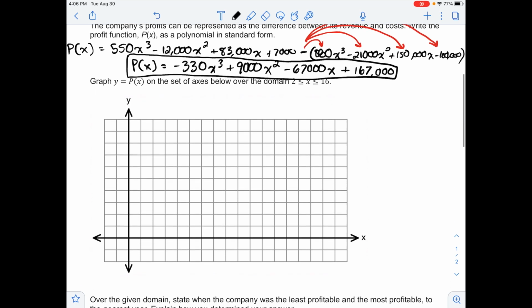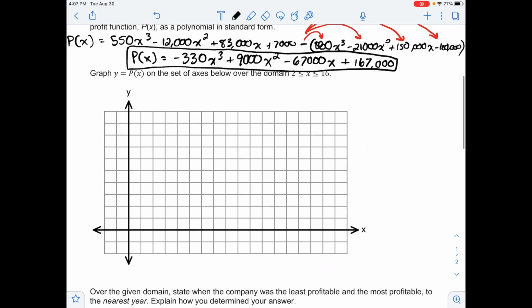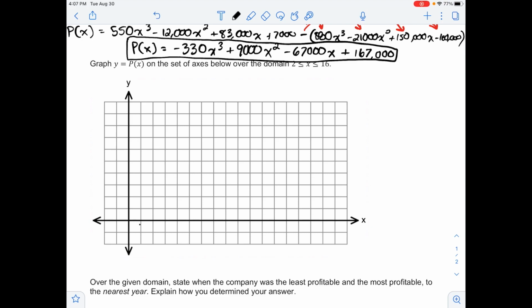The second part of this says to graph on the set of axes below over the domain 2 to 16. So we're only graphing from 2 to 16, no more, no less. The x-axis is going to be easy. It looks like we're just going to go 1 box, 1 unit, so I'll label that. And if you have your TI-84, you're definitely going to want to do this along with me, because in Algebra 2, you are going to have to change your window. We're dealing with real world situations, so not everything is a 10 by 10 window.